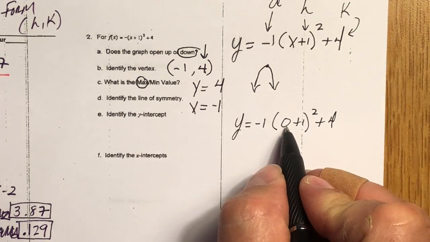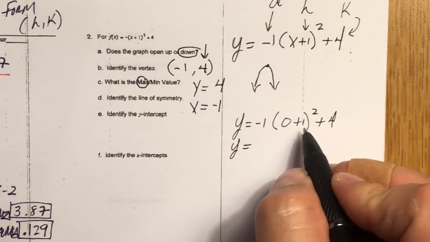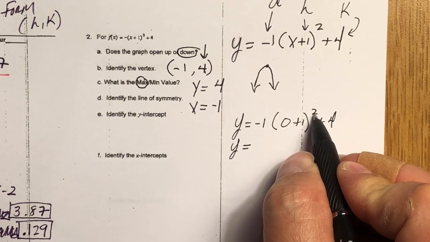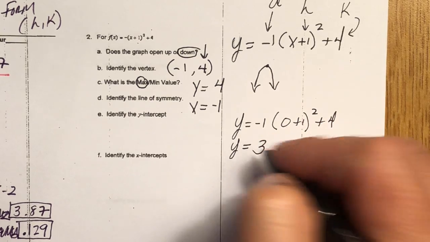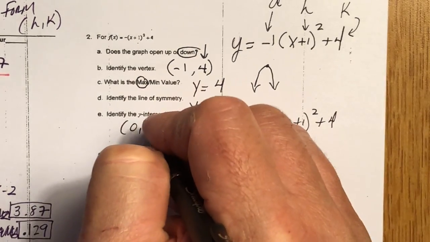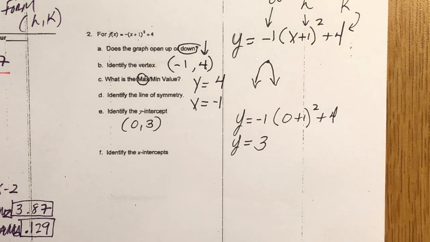Okay, just plug in 0 and go ahead and simplify. So y equals, all right, this is going to be 1 squared, which is 1. 1 times -1 is -1, plus 4 is 3. So (0, 3) is my y-intercept.